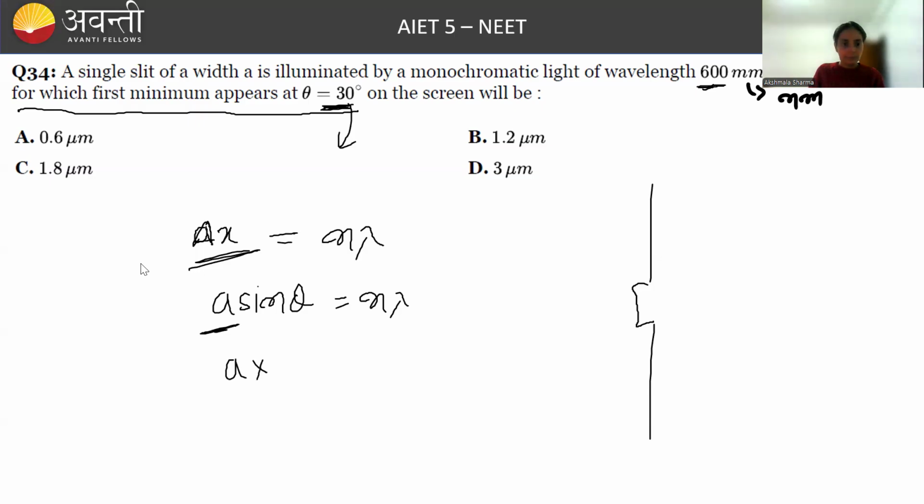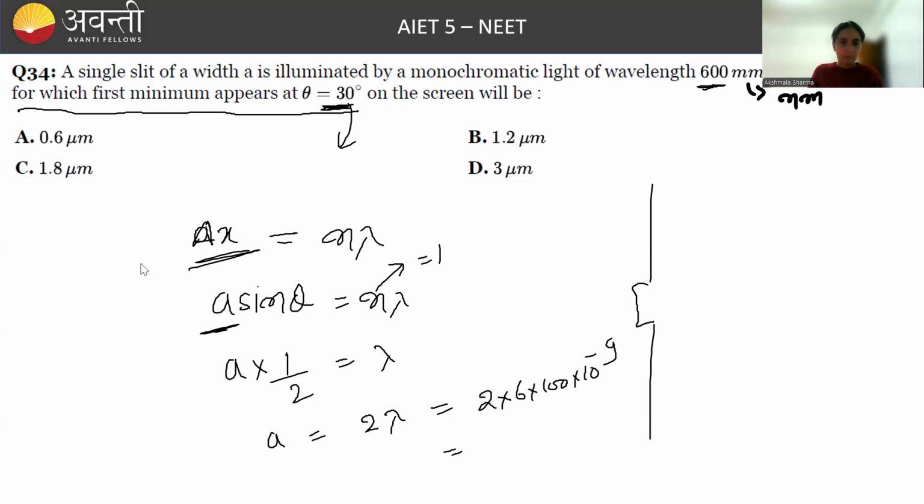So A into sine 30 is half, and for first minima n will be 1. So A is equal to 2 lambda, and okay, so this is going to be how much? 2 into 6 into 100 into 10 to the power minus 9. So this is 12 into 10 to the power minus 7. So this can be written as 1.2 micrometer. So the answer will be B. But since the question here was written as millimeter, you may have failed to get the answer. Really sorry for that.